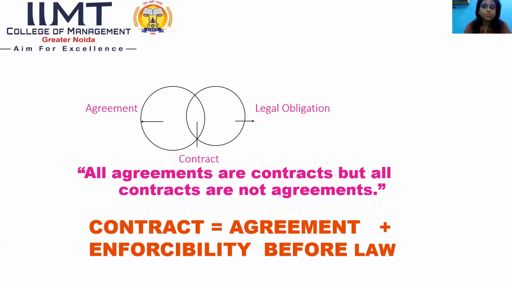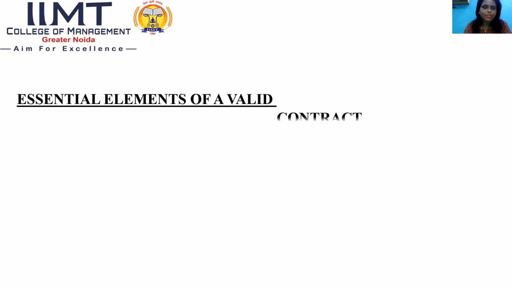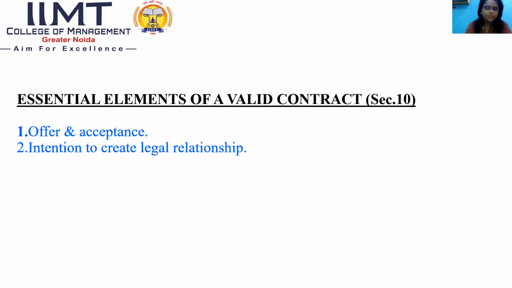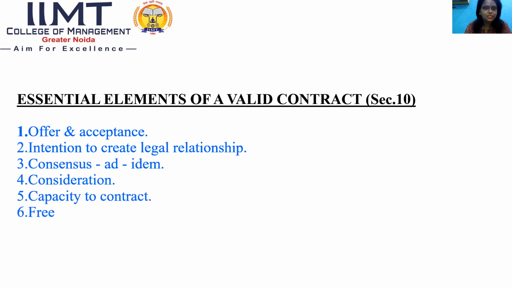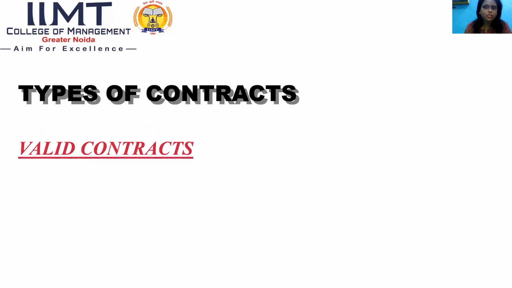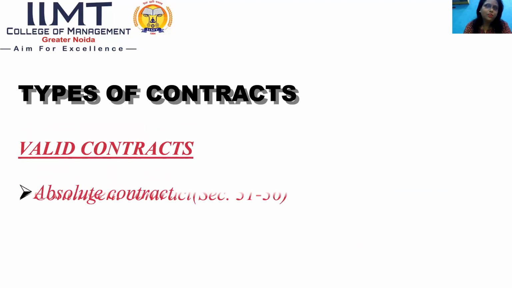Contract is equal to agreement plus enforceability before the law. Here are the essential elements of a valid contract according to Section 10. Let's discuss them. First is offer and acceptance. Other is intention to create legal relationship, consensus, consideration, capacity to contract, free consent, legality of object, possibility of performance, and writing and registration. They all are the essential elements of a valid contract.